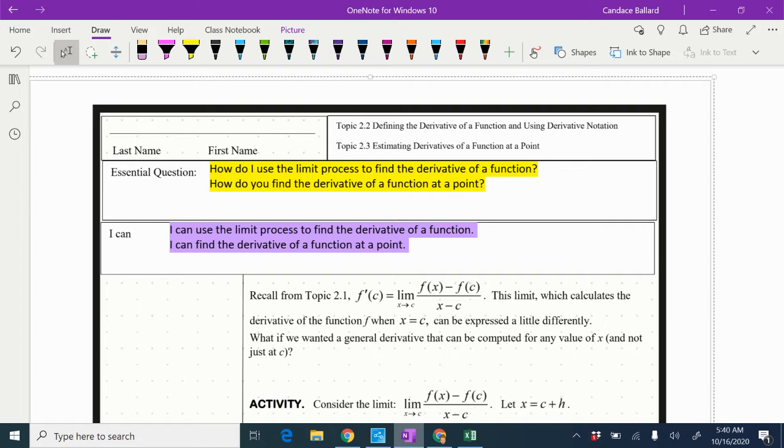And then we have a couple I can statements. I can use the limit process to find the derivative of a function. And then I can find the derivative of a function at a point.